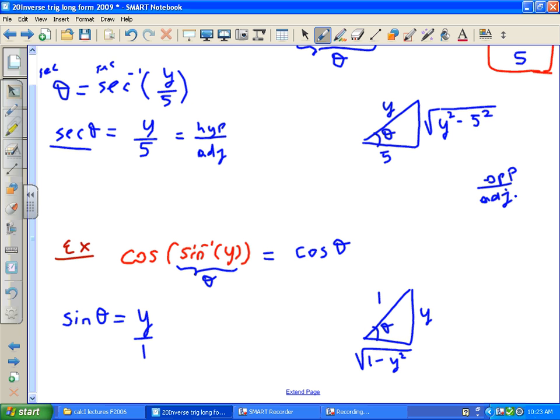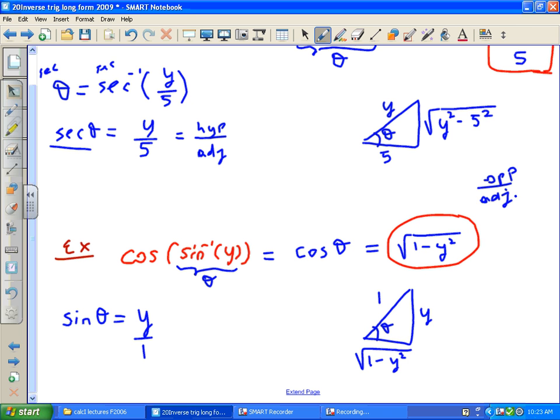Now, what are we looking for in this triangle? Are we looking for tangent, sine, cosine? What are we looking for? Cosine theta, based on the given question. And cosine is adjacent over hypotenuse, right? And in this case, adjacent over hypotenuse would be radical 1 minus y squared. And that is the answer for this question. Did everybody follow that? Any questions about that? So hopefully it's coming back to you.